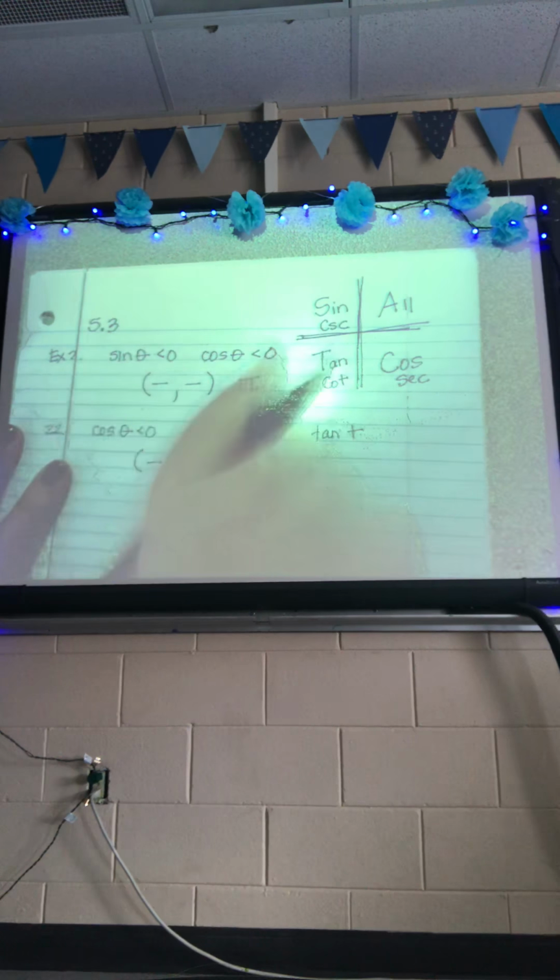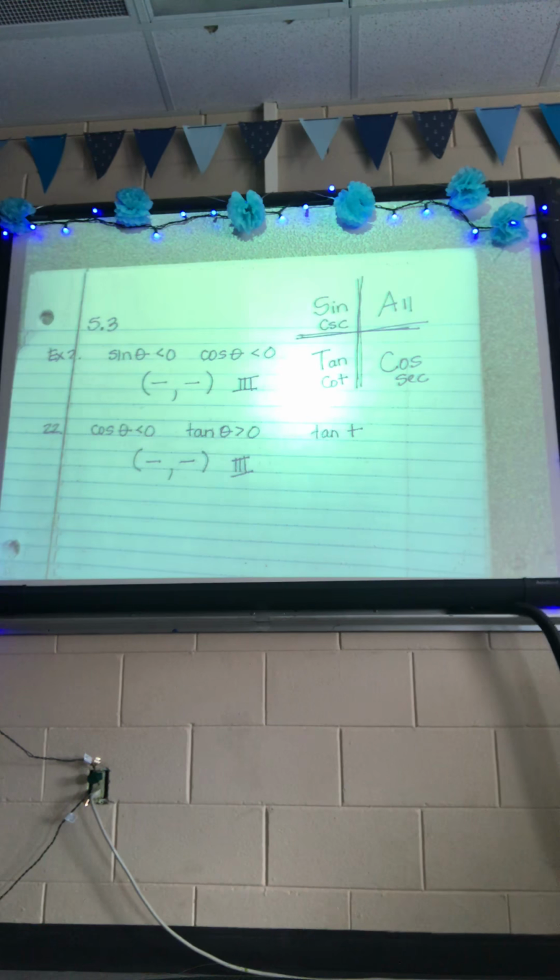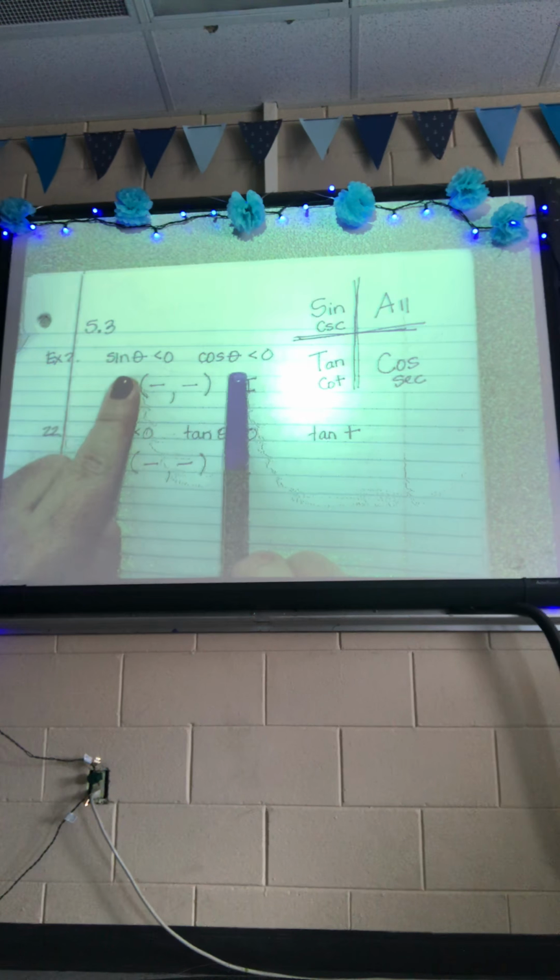In this question, you only focus on what is positive. What is going to be positive in this situation? Nothing. If sine is negative and cosine is negative, what's positive? Tangent, quadrant 3. See, I hate it. I do not like this method, but you're going to see it.